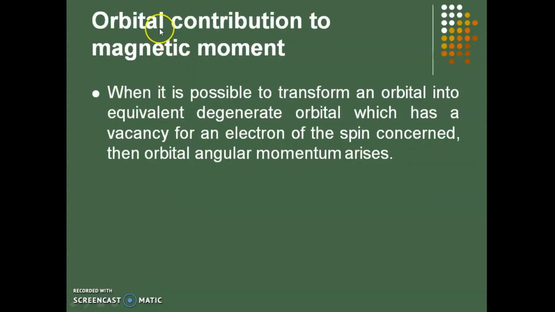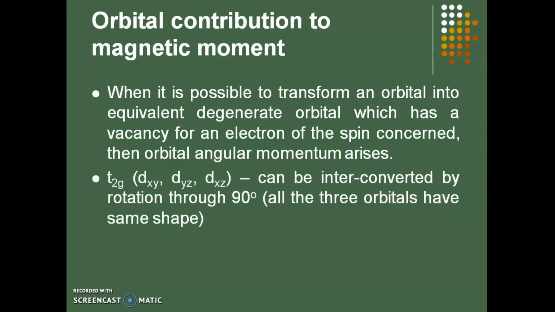We will try to understand the orbital contribution of the magnetic moment. When it is possible to transform an orbital into an equivalent degenerate orbital, which has a vacancy for an electron of the spin concerned, then orbital angular momentum arises. A little bit confusing, right? We will try to understand this with an example.